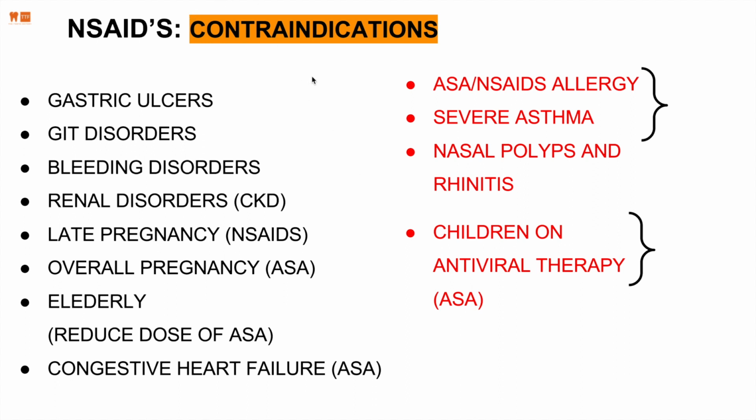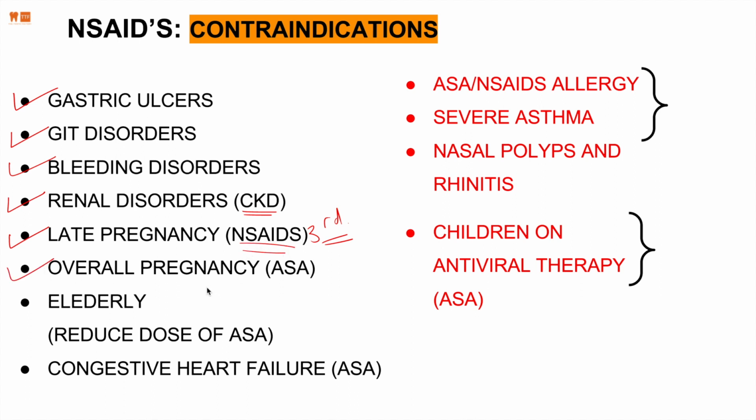NSAIDs contraindications. When should you not be taking NSAIDs whatsoever or relatively? Well, first of all, gastric ulcers, because it'll cause ulcers, right? When you have GIT disorders, when you have bleeding disorders, renal disorders, which is CKDs or the end-stage renal disorders, or late pregnancy. Now, this is tricky.